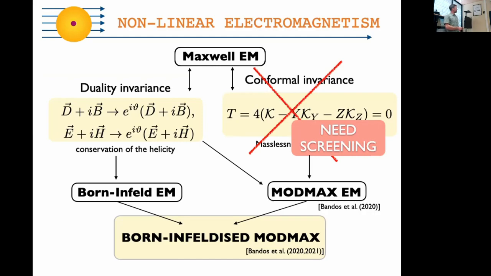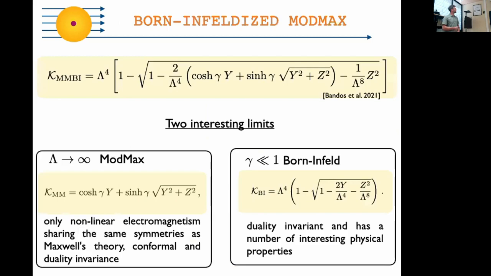Summing everything up, the model we're going to look at has this very long name, Born-Infeld ModMax. So you take ModMax and you make it similar to Born-Infeld. And this was done in this paper. So how does this Lagrangian look? Well, this Lagrangian looks like this.